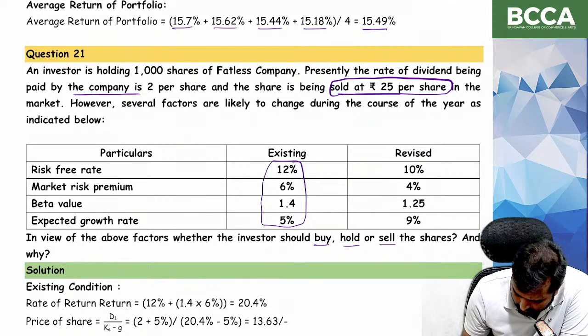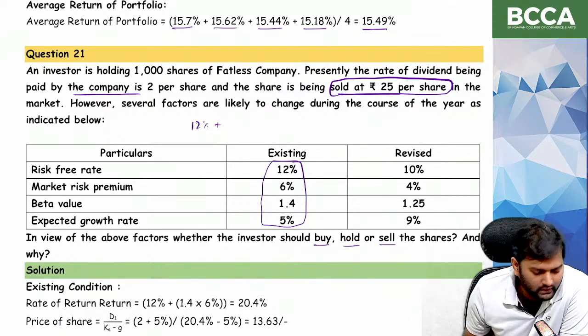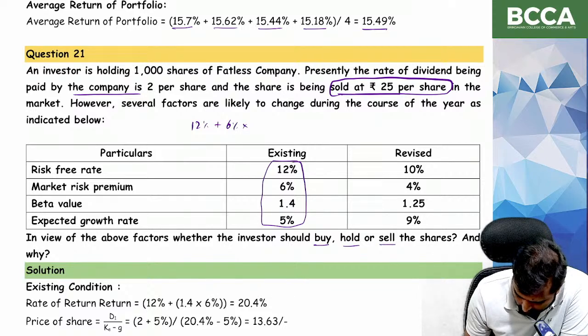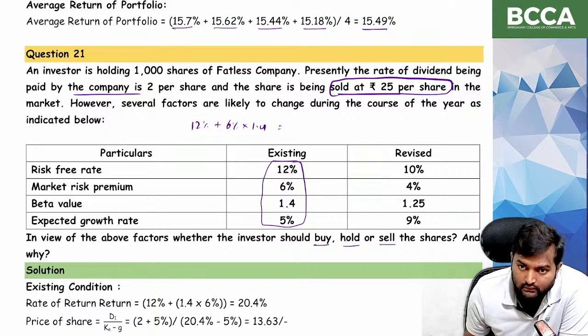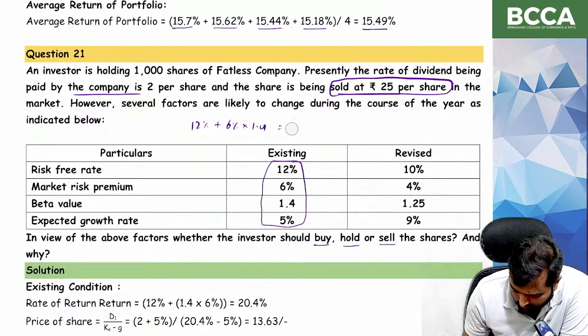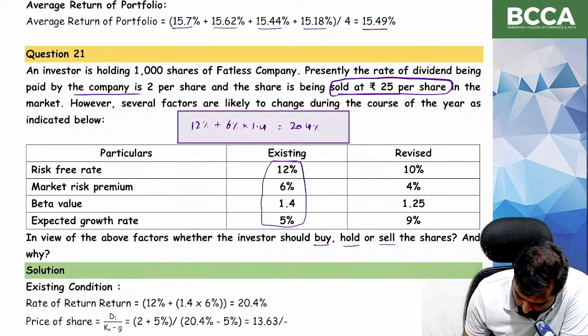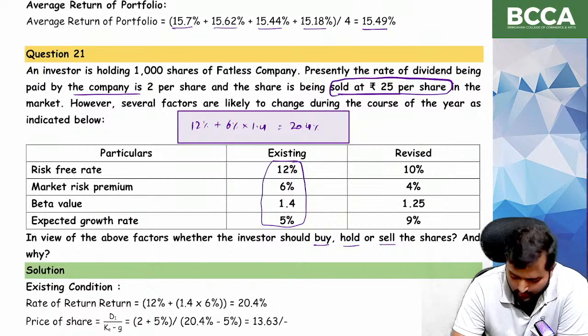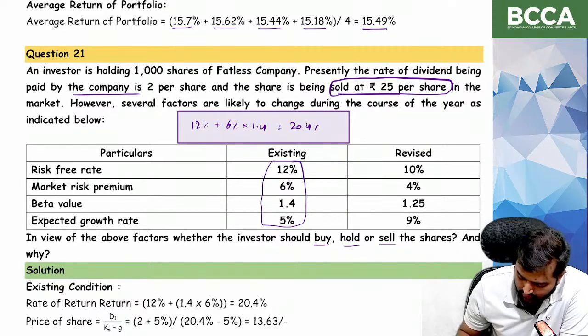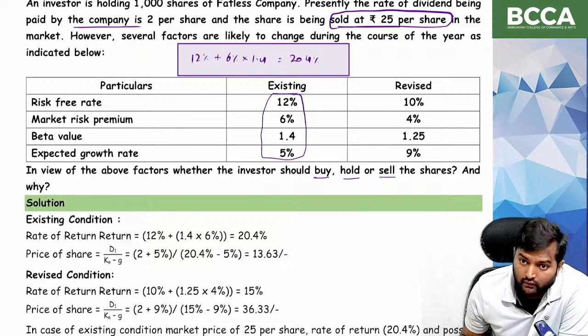What is the CAPM? RF 12% plus (RM minus RF) is given in the question, 6%, into 1.4. That is equal to, what is the answer? 20.4. So 20.4% is nothing but CAPM return, 20.4.